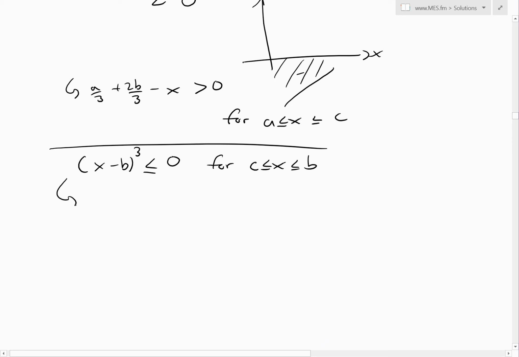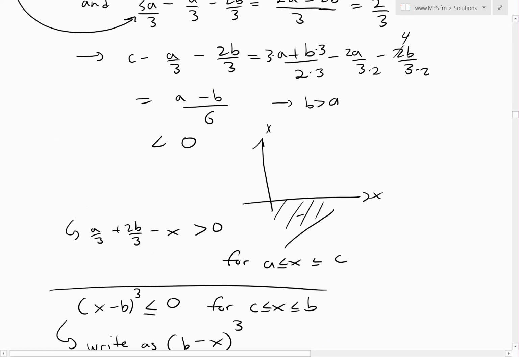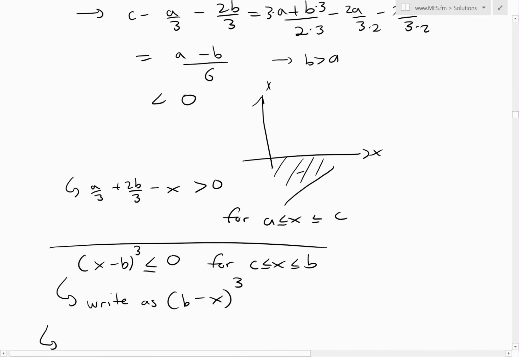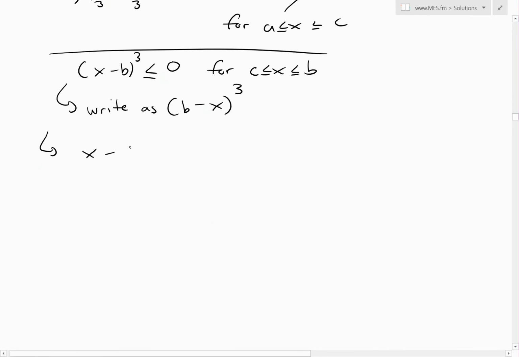So what we need to do is switch these around. We'll have b minus x, and we want to again remove the absolute value sign. So write it as this, and similarly for this function, x minus 2a over 3 minus b over 3.